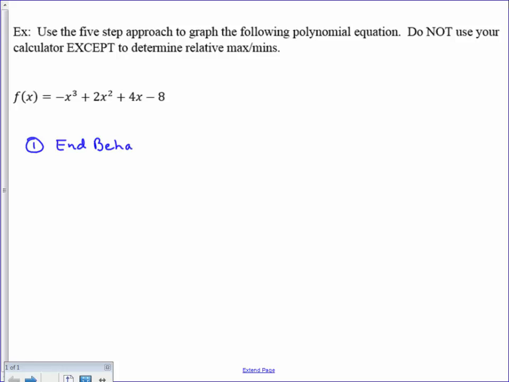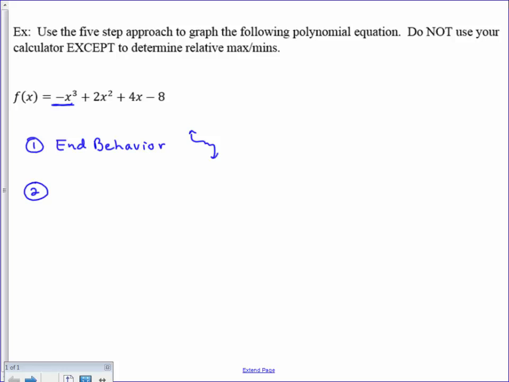The end behavior is determined by the leading term of my polynomial. In this case, my leading term is negative x cubed. We see that we have an odd exponent and we have a negative in front of it, and so the ends would go opposite directions. Because of the negative, the left-hand side would go up, the right-hand side would go down.